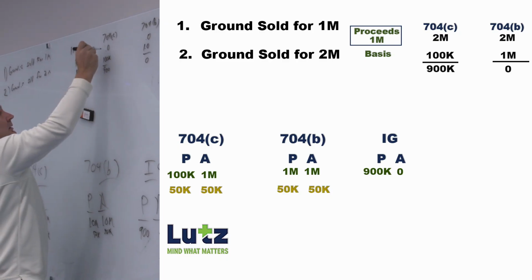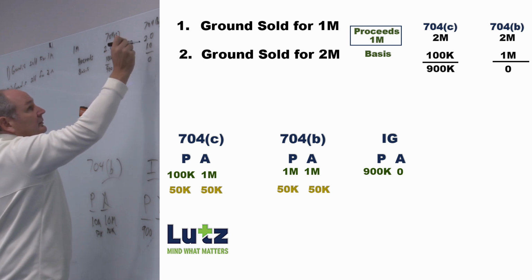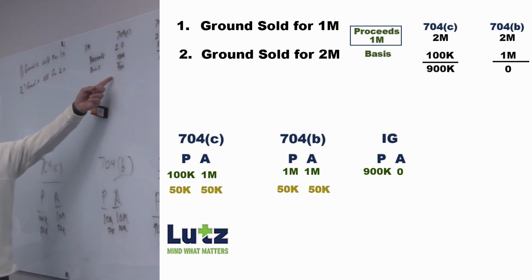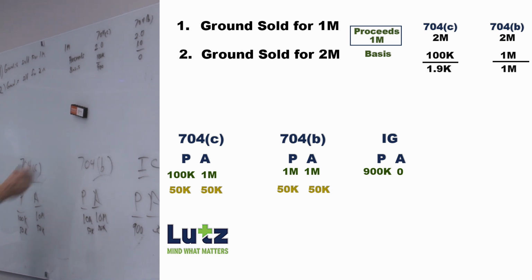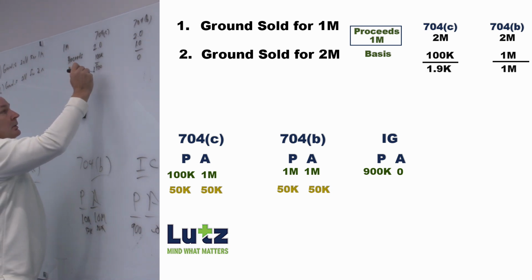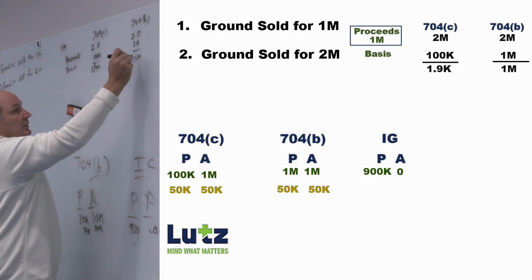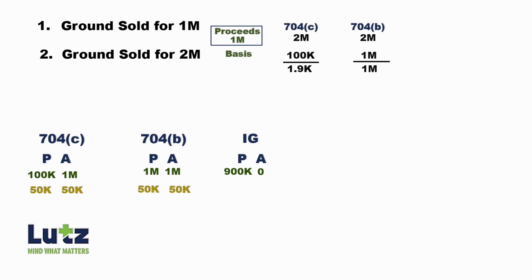So let's now change that to 2 million. How much gain do I have? 1.9. How much gain do I have? 1 million. So going back to Sam's earlier question, what's this required versus not required? Okay. Yep. So how much gain?